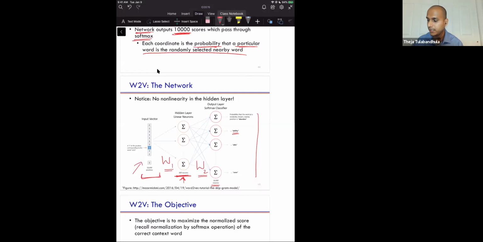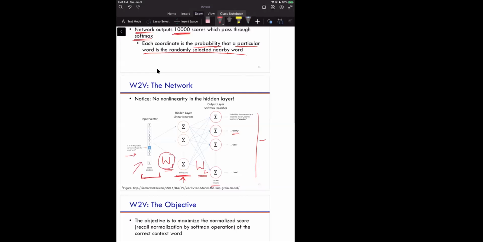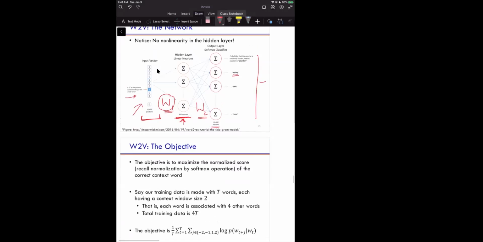You're inputting a 10,000 dimensional input and producing a 10,000 dimensional output. By minimizing the training error, which is to ensure that the output is very similar to the true nearby word, you will get the word embedding. And in fact, just to give a teaser, the word embedding is going to be this W matrix. So what is the true label?